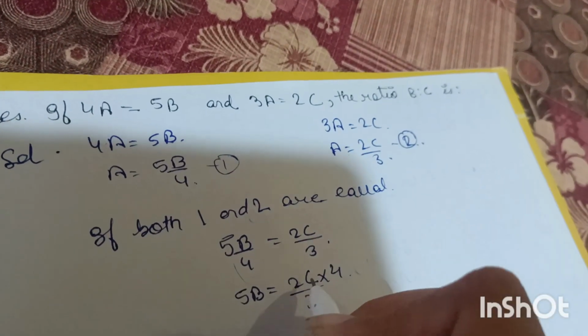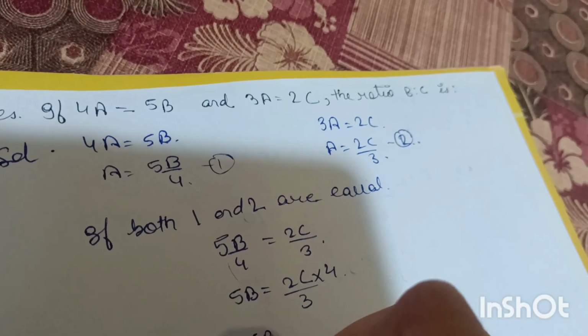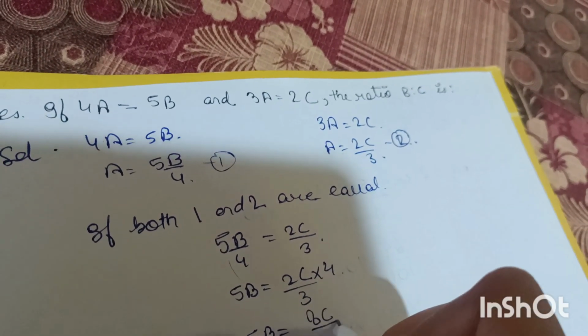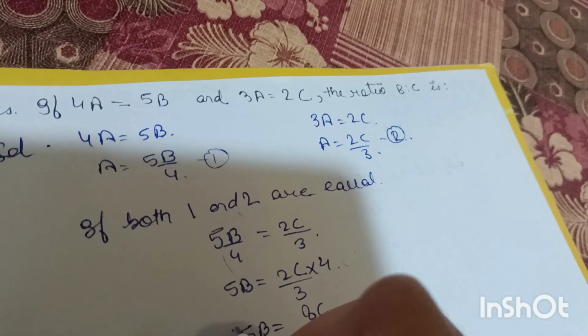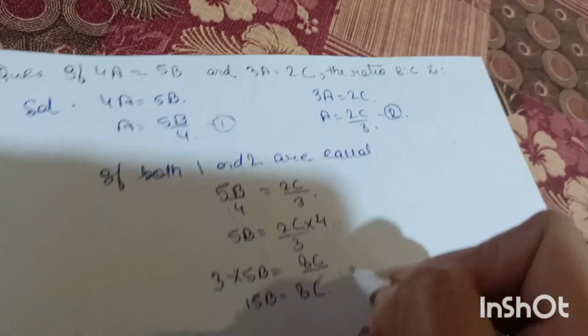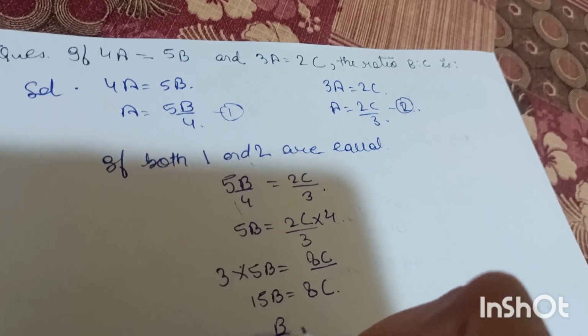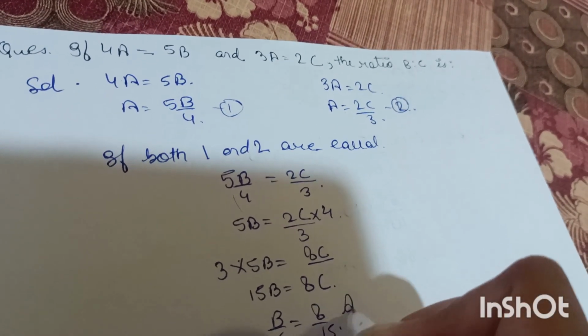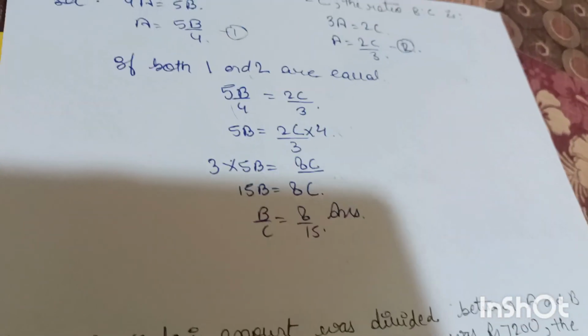Okay, so now 8c, so over here you can multiply it by 3. It will come 15b equals to 8c. So b upon c equals to 8 upon 15. So this is the answer.